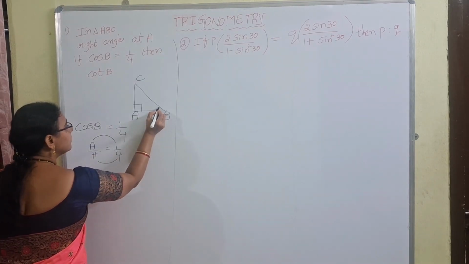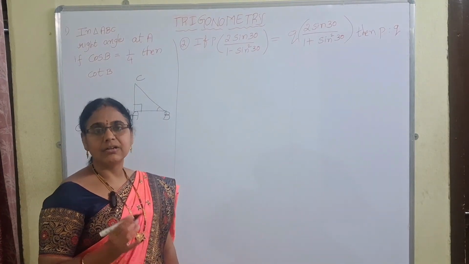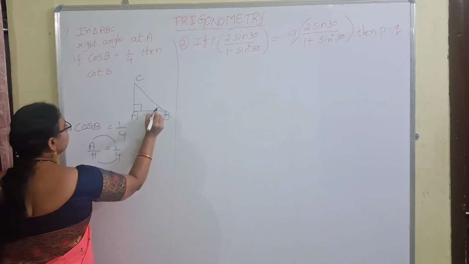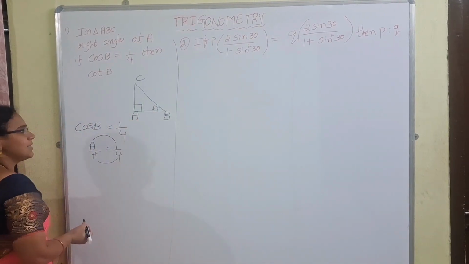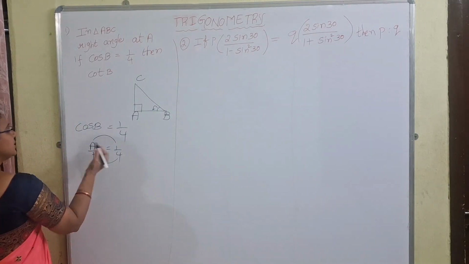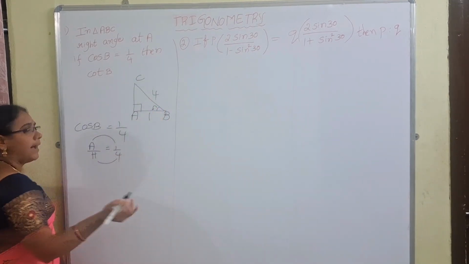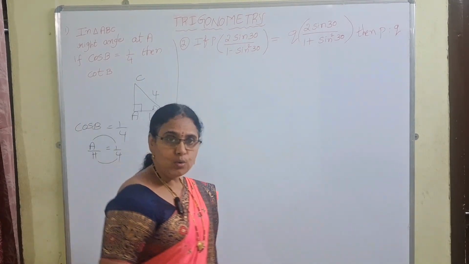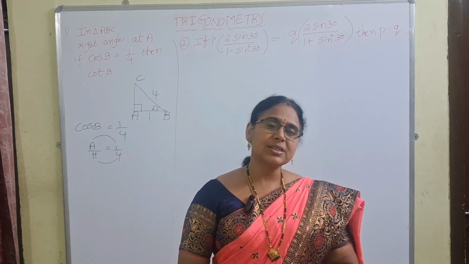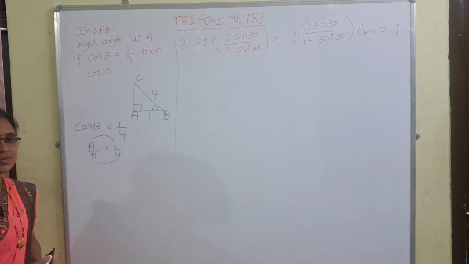Basing on B, we have to consider what is the opposite side and what is the adjacent side. Basing on B, what is the adjacent side? The side which touches B is known as adjacent. Adjacent is 1 and hypotenuse is 4. Hypotenuse is always clear, I hope you know. Only the opposite and adjacent sides will change, but the hypotenuse is always fixed. But we require the third side of this triangle.